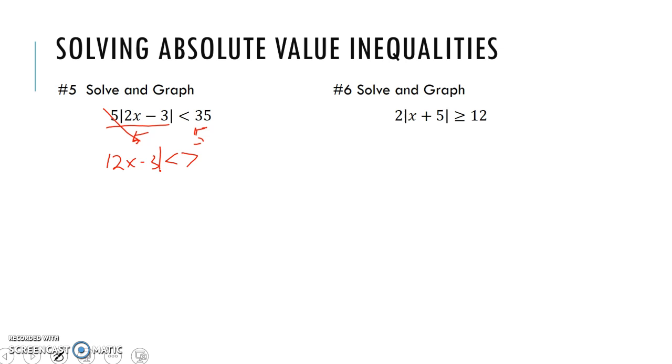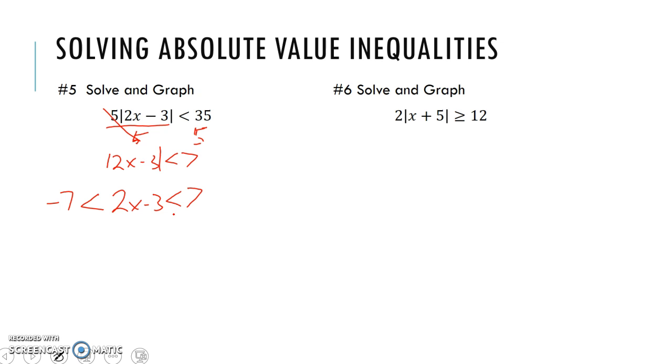Well, now it's a less than, so it's going to be an and situation. So I'm going to write it like this. 2x minus 3 is less than 7, and it's greater than negative 7. So what you notice is that not only does the inequality sign switch, but the 7 becomes a negative 7. And I'm going to continue to solve this.